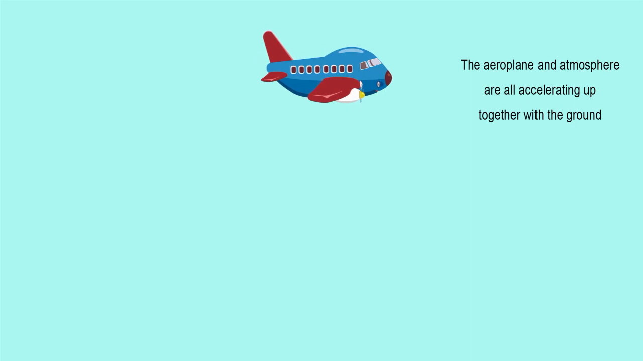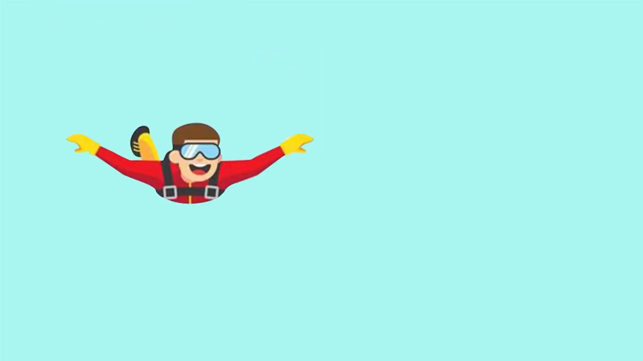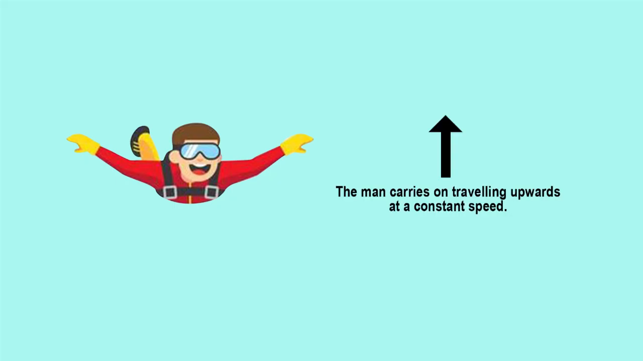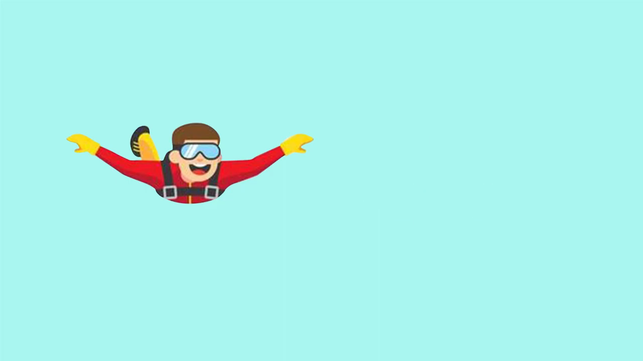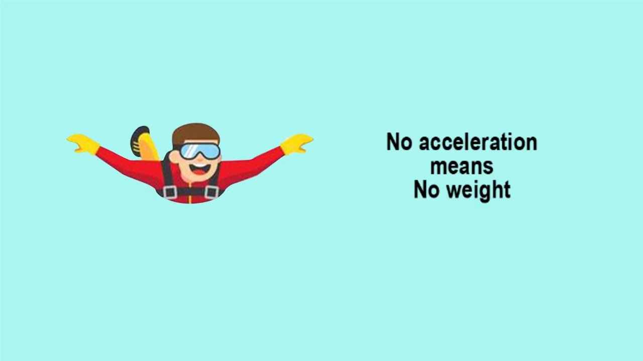When the man jumps out of the plane, the air below him will displace and cannot support him, so he is no longer accelerating upwards with the reference frame. Instead, he carries on traveling upwards at a constant speed as per Newton's laws, and he is now weightless because he is no longer accelerating.